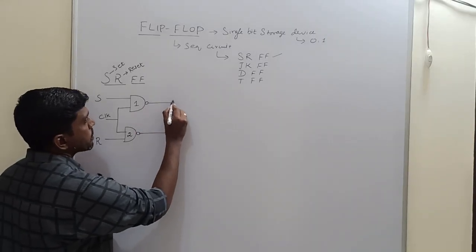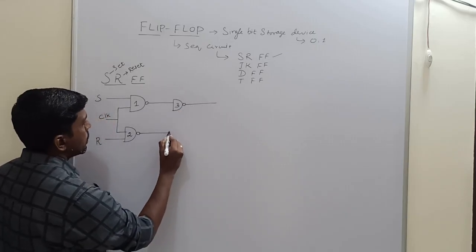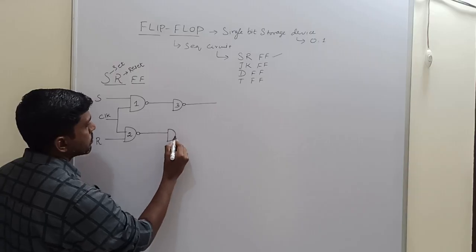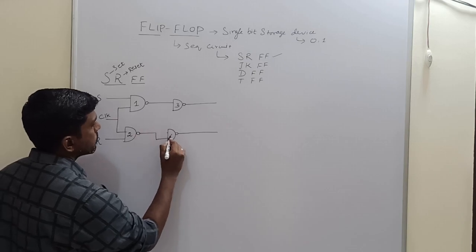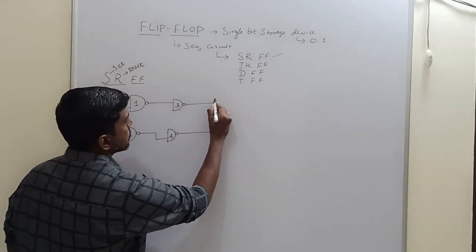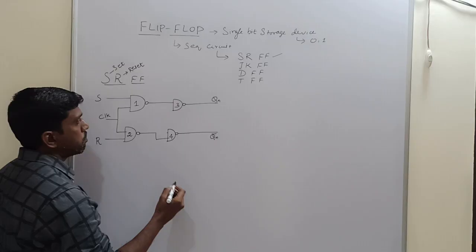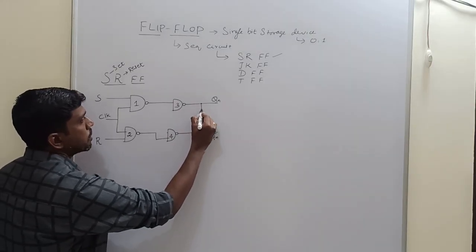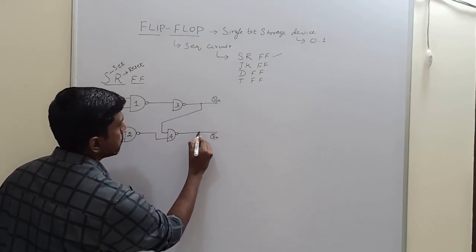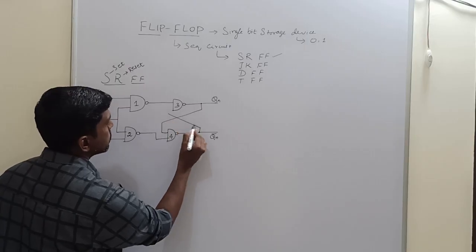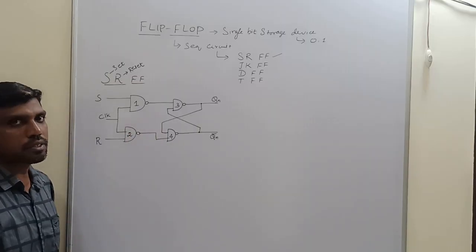Then the output of the first NAND gate is given to the input of the third NAND gate. The output of the second NAND gate is given to the input of the fourth NAND gate. This output is called Qn, and this one is Qn bar. The Qn output is fed back to the input of the fourth NAND gate, and Qn bar is fed back to the input of the third NAND gate. So it's a simple structure of the SR flip-flop.